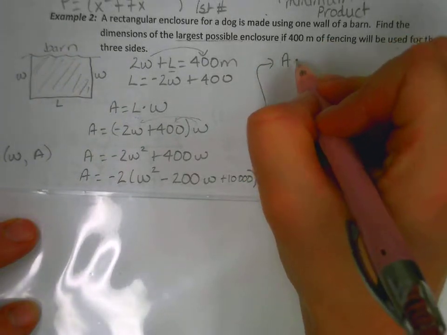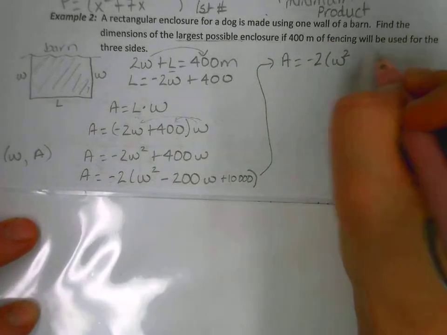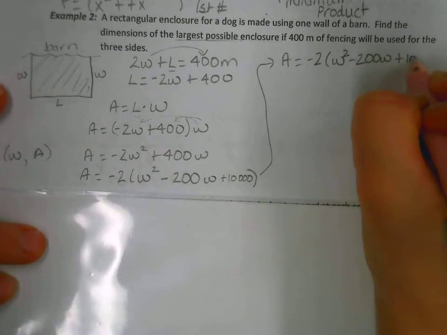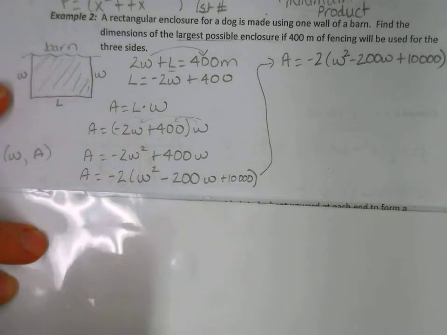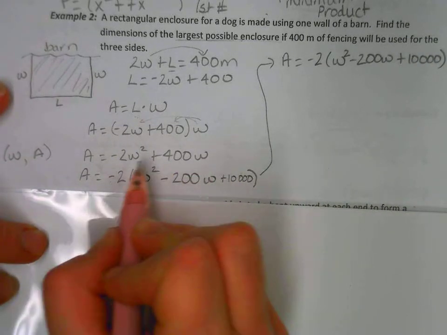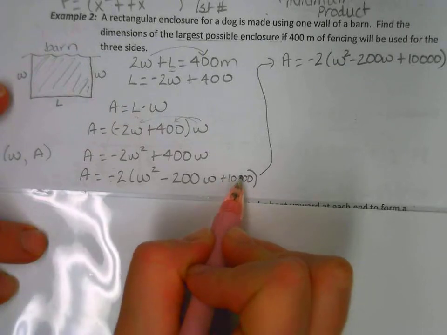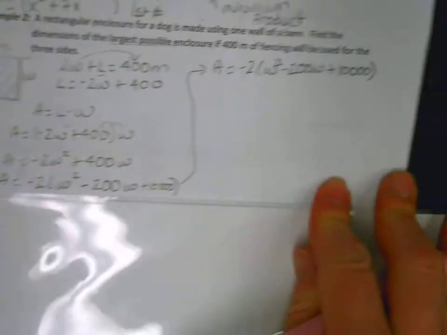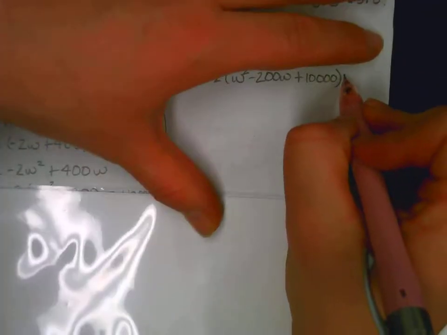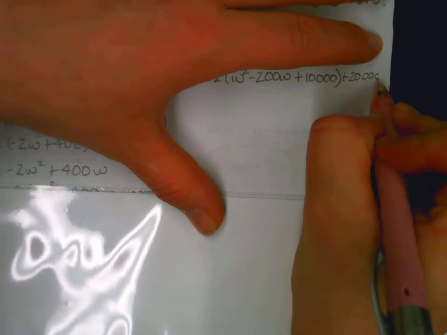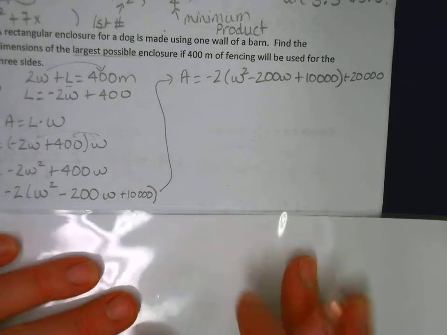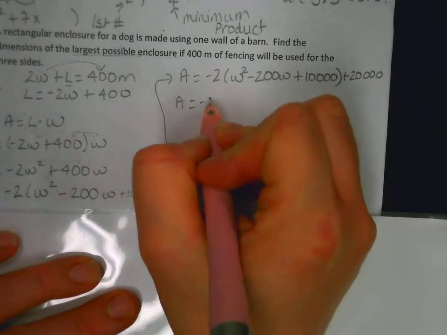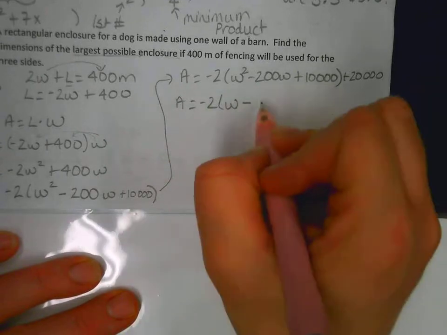We're now going to balance this equation out by taking 10,000 and multiplying it by negative 2. So I haven't really added 10,000, I've actually added a negative 20,000. To balance that out, I should be adding 20,000 here. From here we're going to simply factor this, and now this is in vertex form.